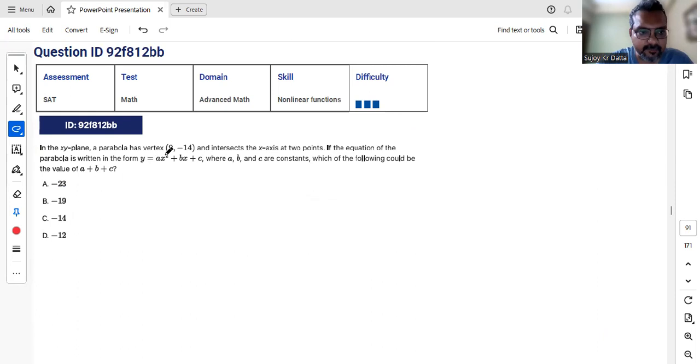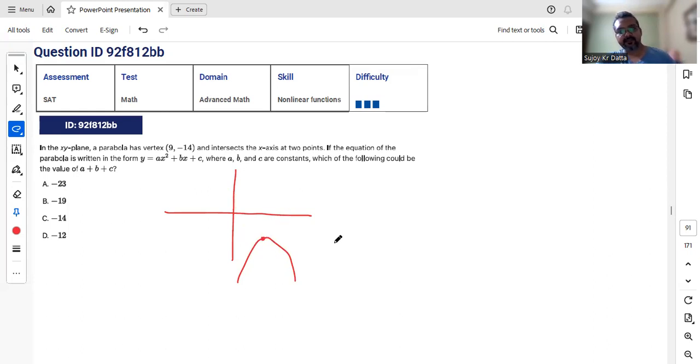In the xy plane, the vertex of the parabola is 9, negative 14. They intersect the axis at 2 points as well. So the vertex is somewhere here. The graph could have been like this or like this. It has to intersect the x-axis twice, so it must be facing upwards, open upwards. So something like this. And the vertex here is 9, negative 14.